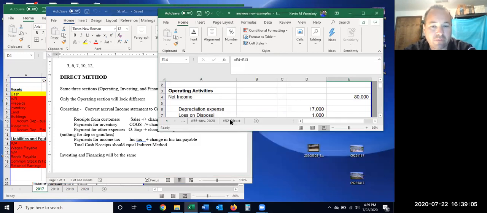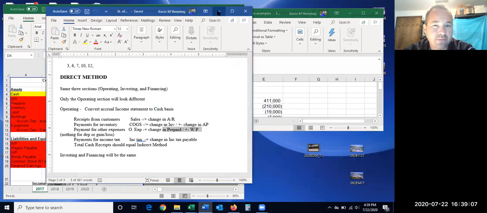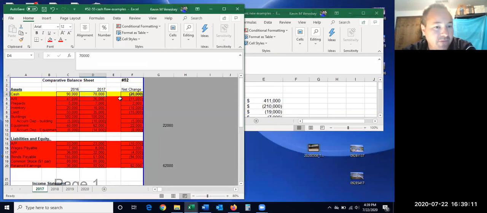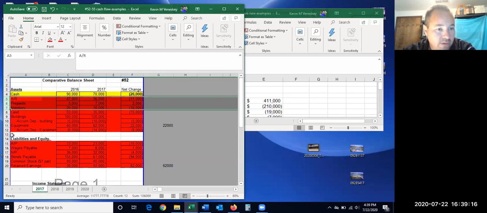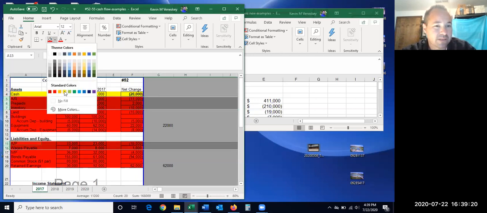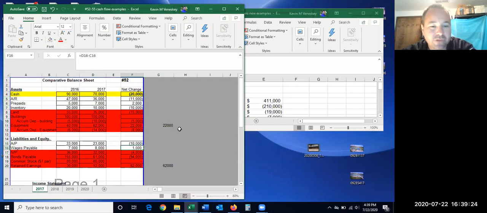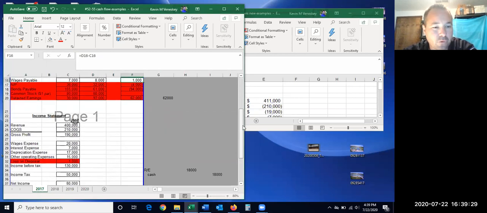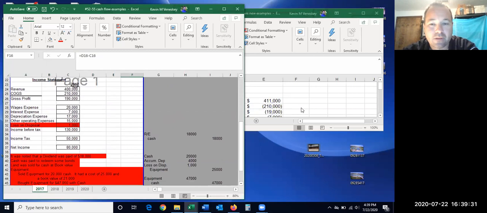Okay, so let's try the direct method using the exact same items we were using, except we're going to be using some of this up here. So I'm going to undo the items we're going to look at, and then we'll cross them back out as we go through. So let's put no fill. All right, so these are part of the operating. These are the ones we're going to be going back and revisiting.